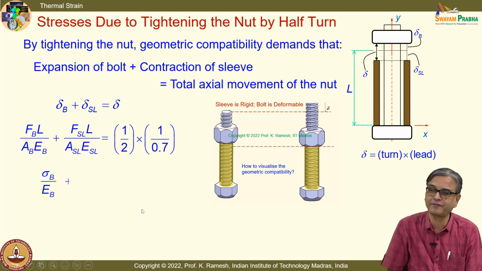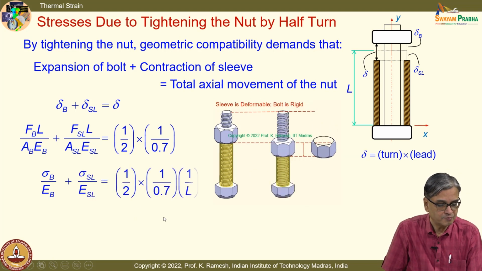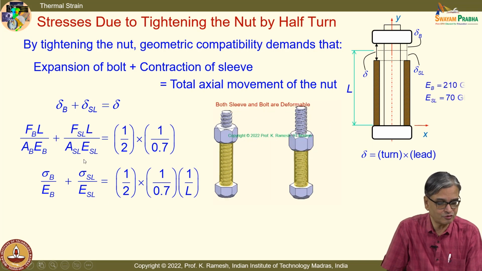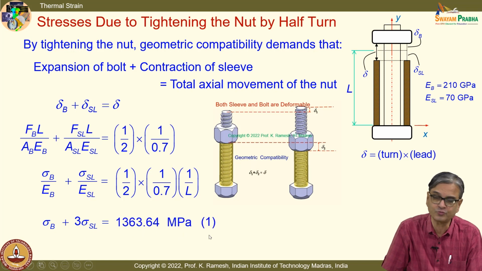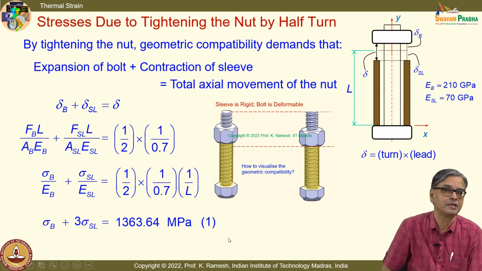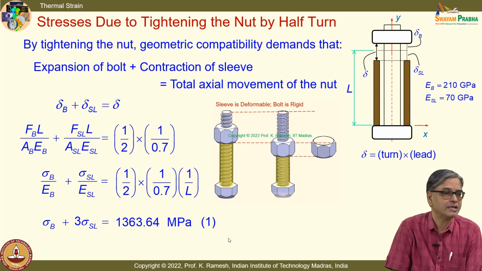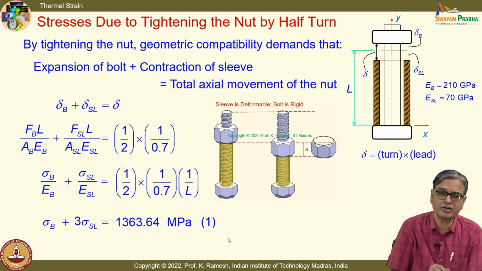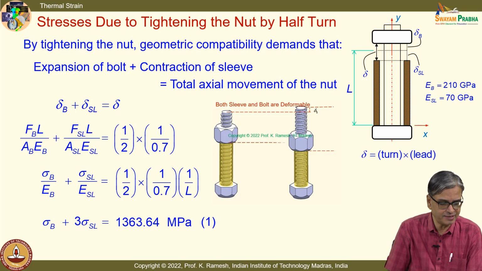It can also be simplified if you substitute the numbers. I can get a simplified expression, and that gives me sigma B plus 3 times sigma SL equal to 1363.64 MPa. Please substitute the mathematics, substitute the cross sectional details and check whether this equation is all right. Please do that verification. If there is any change, please alert me.